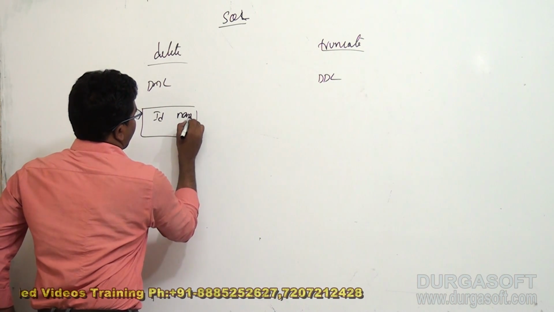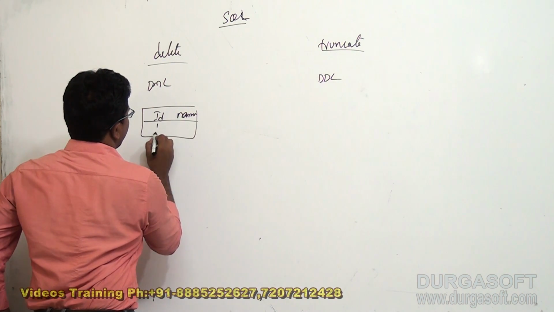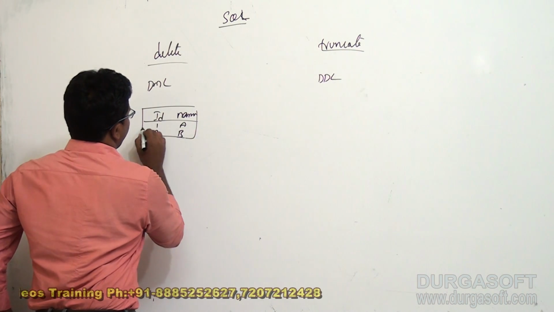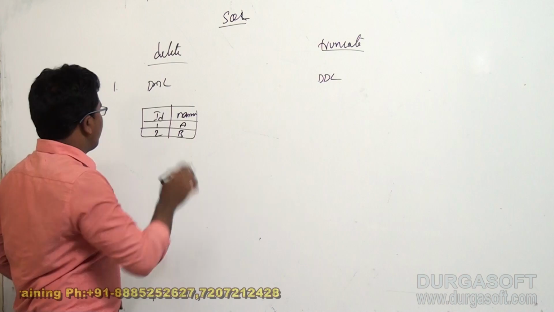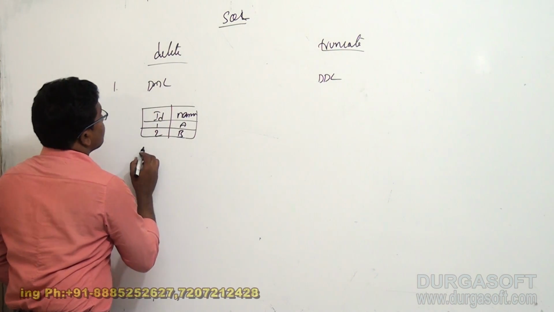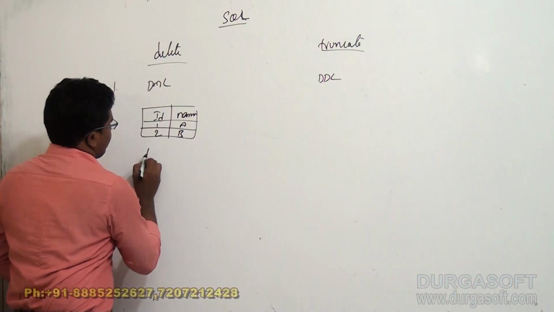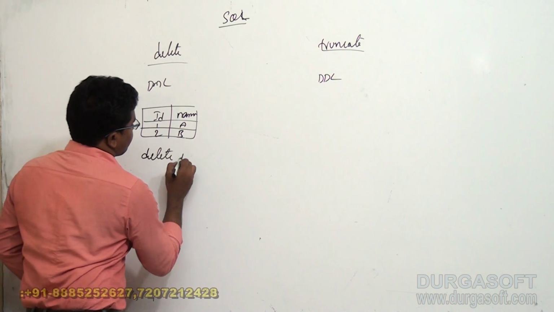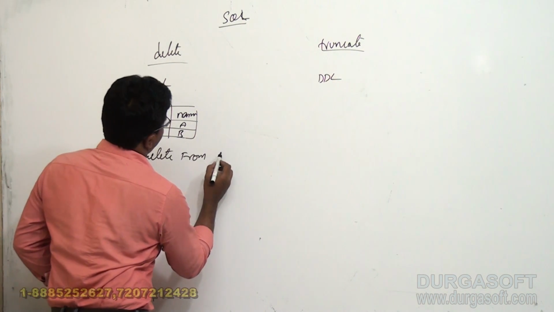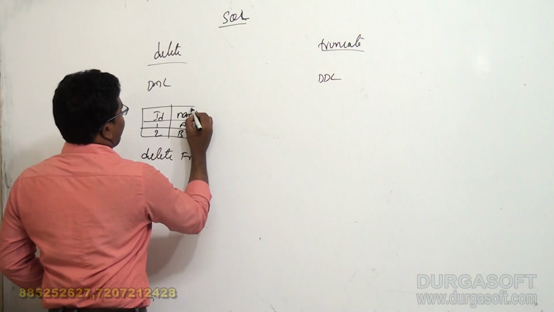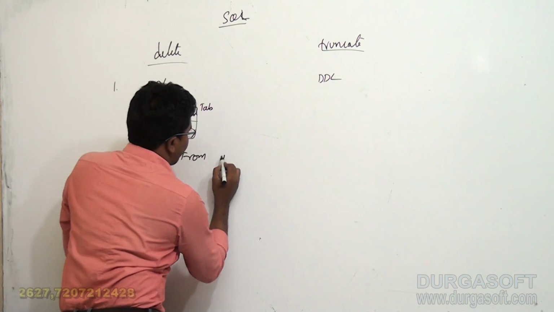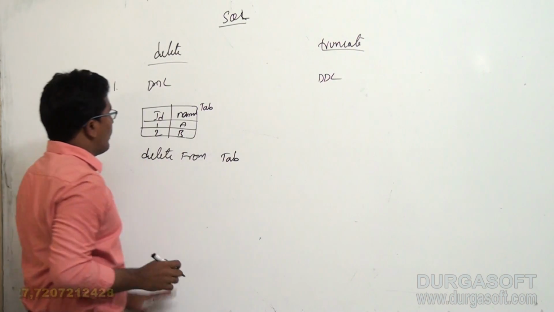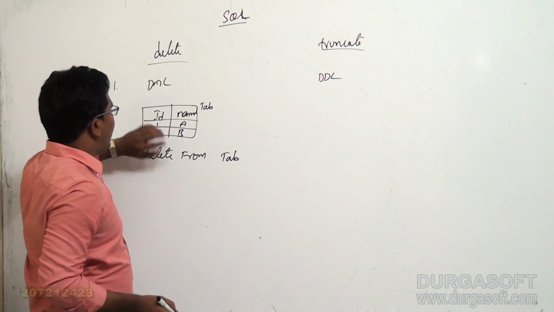ID, name. I have 1, 2, A, B, like this. I have a table. So now what happens? I use a DML command, delete now. Delete from table name. I will take tab. Delete from tab. What happens now? It removes all the data.